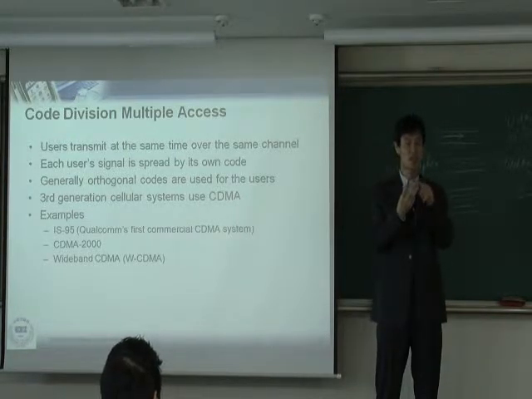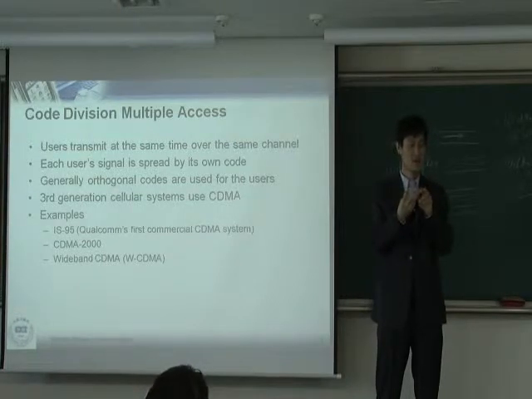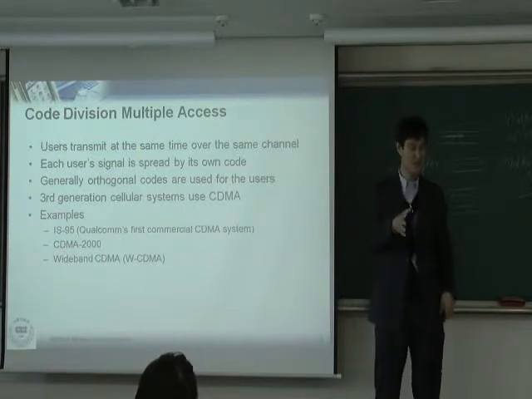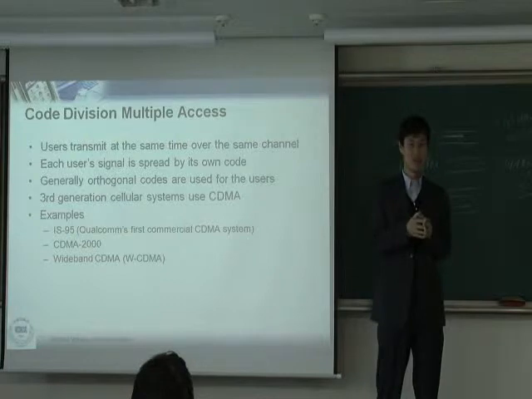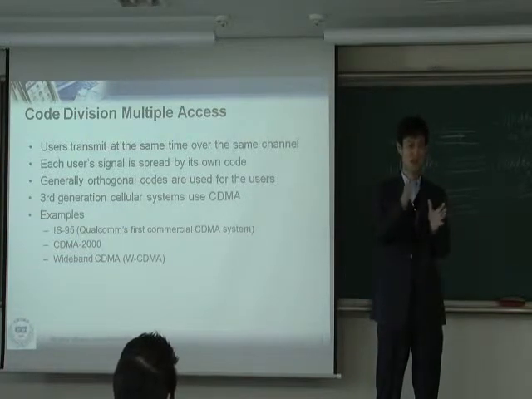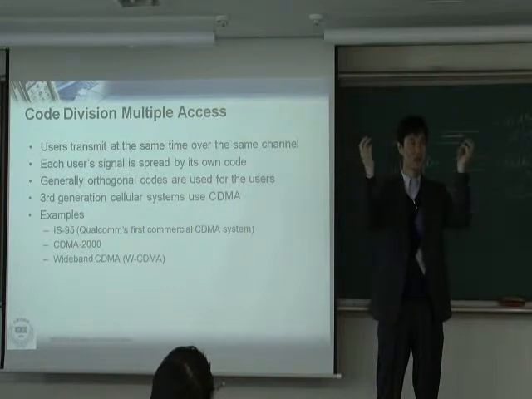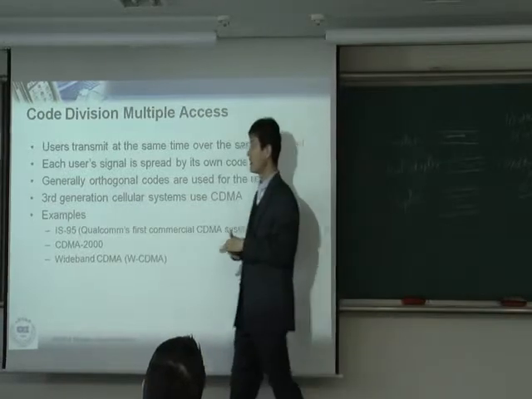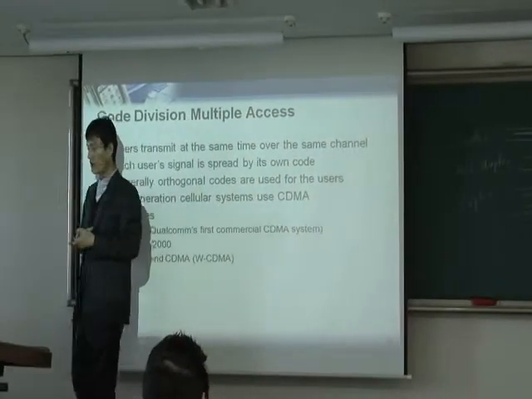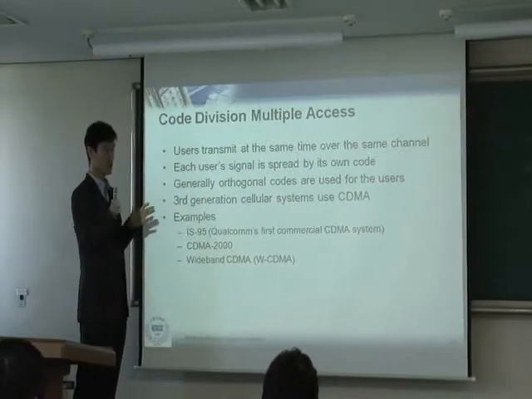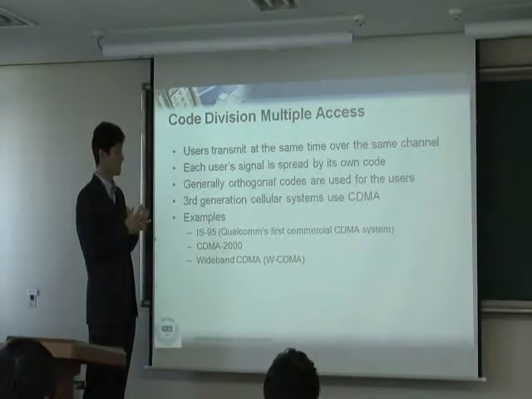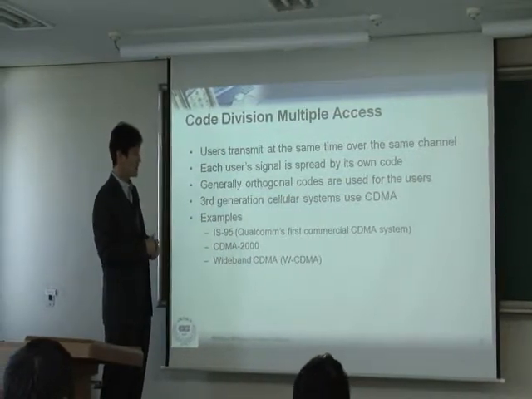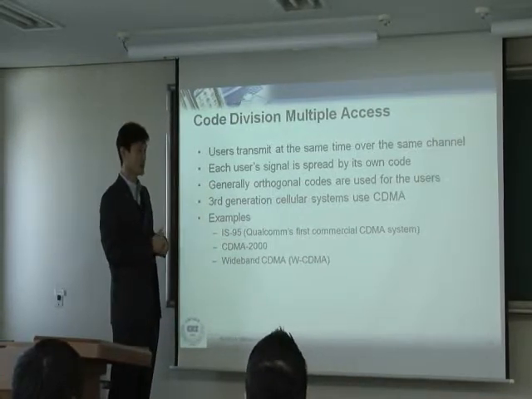And suppose that each language has no correlation. There are some languages which have very similar pronunciation, and in that case, it's very hard to distinguish. But let's say English and Korean are very different languages, so when I listen to these 2, I can somehow distinguish. That's the concept. Each user uses a different code so that I receive 3 or more signals at the same time, but I can distinguish. IS-95 is the first commercial standard using CDMA technology.